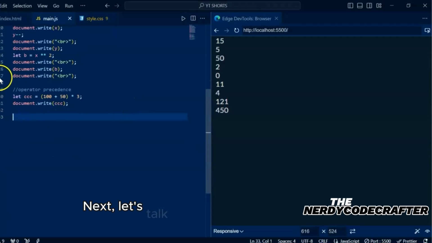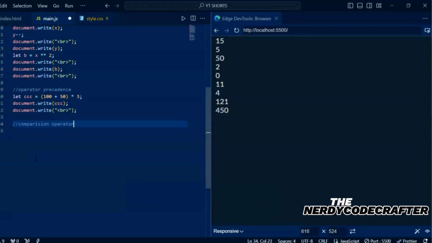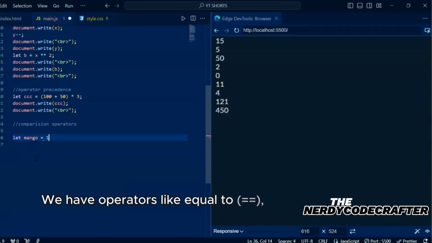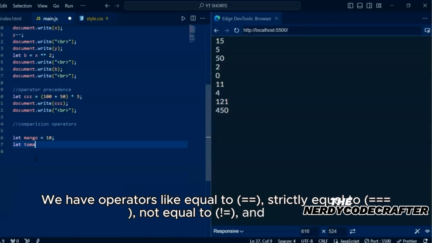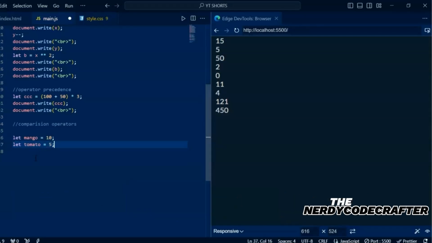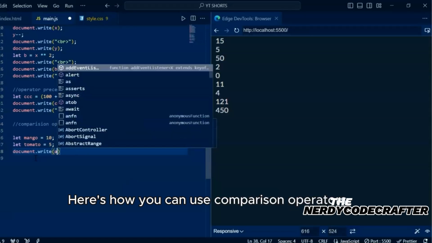Next, let's talk about comparison operators. These operators are used to compare two values and return a Boolean result. We have operators like equal to, double equals, strictly equal to, triple equals, not equal to, and so on. Here's how you can use comparison operators in JavaScript.